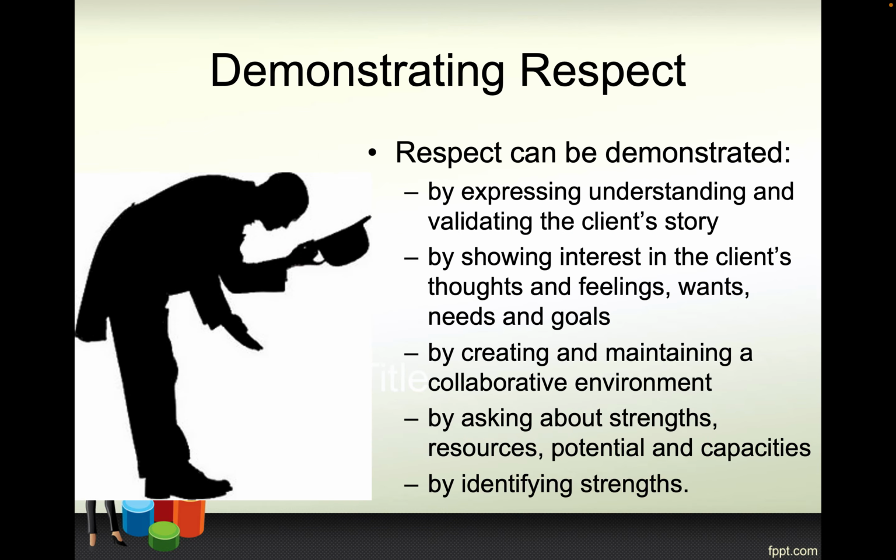Respect can be demonstrated by expressing understanding and validating the client's story, by showing interest in the client's thoughts and feelings, wants, needs, and goals, by creating and maintaining a collaborative environment, by asking about strengths, resources, potential, and capacities, by identifying their strengths.